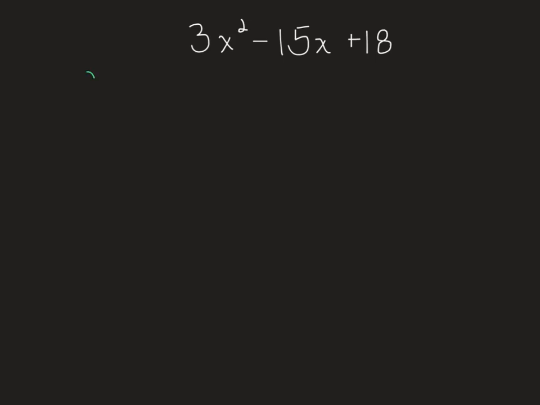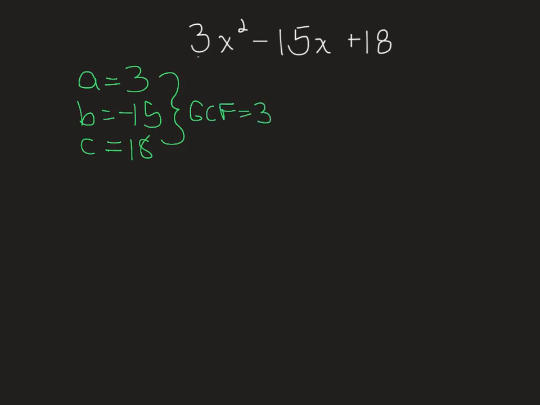So what I need to do is identify a as 3, b as negative 15, and c as 18. And I need to find the GCF between all 3 of those numbers. You should find that to be 3, which means you're going to be dividing every single term here by 3. So I'm pulling out that 3, and I'll be left with 3 divided by 3 is 1, so that'll just be 1x squared or x squared. Negative 15 divided by 3 is negative 5. Carry along the x, and 18 divided by 3 is 6.